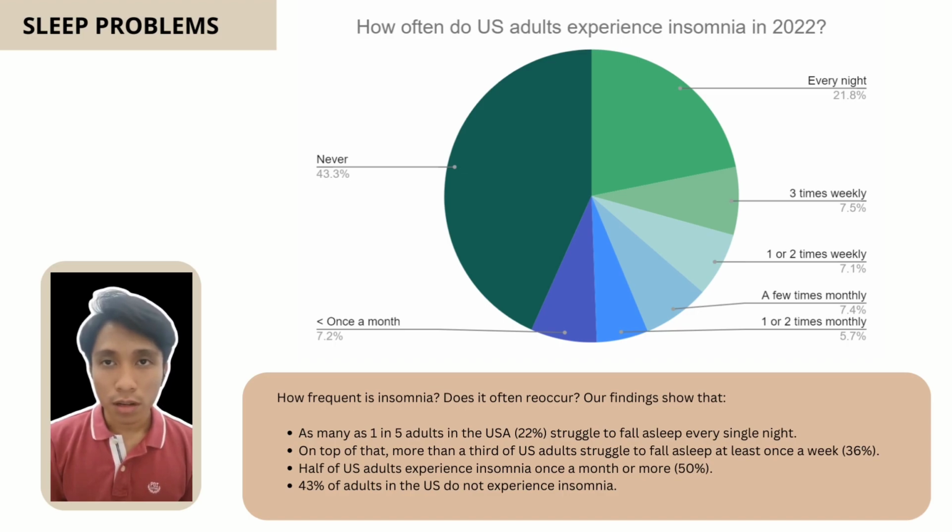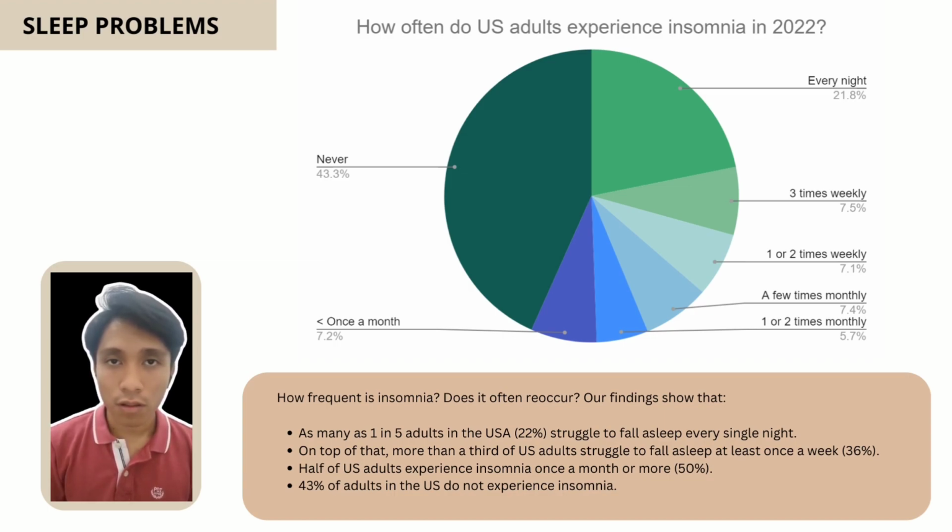And next, on top of that, more than a third of US adults struggle to fall asleep at least once a week, 36%. Half of US adults experience insomnia once a month or more, 15%, and 43% of adults in the US do not experience insomnia.